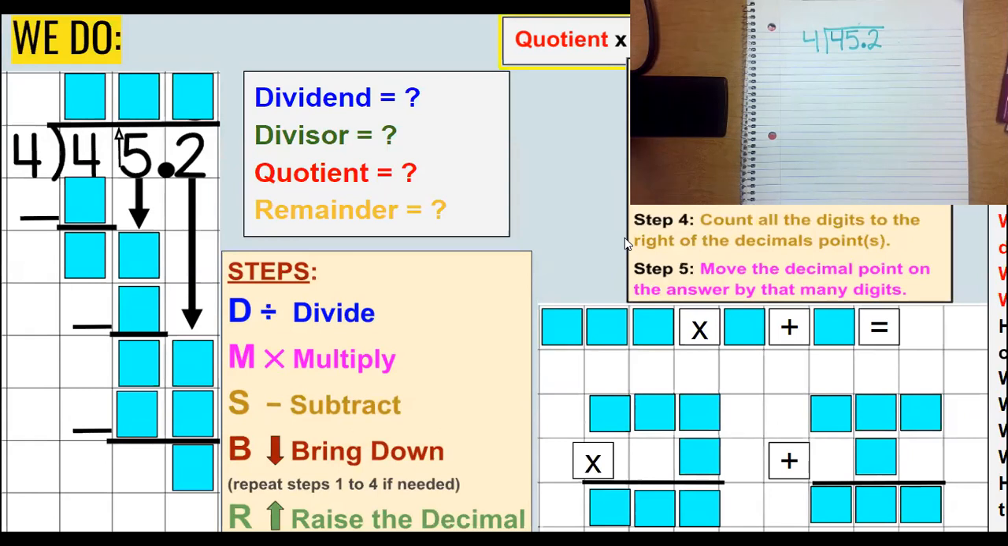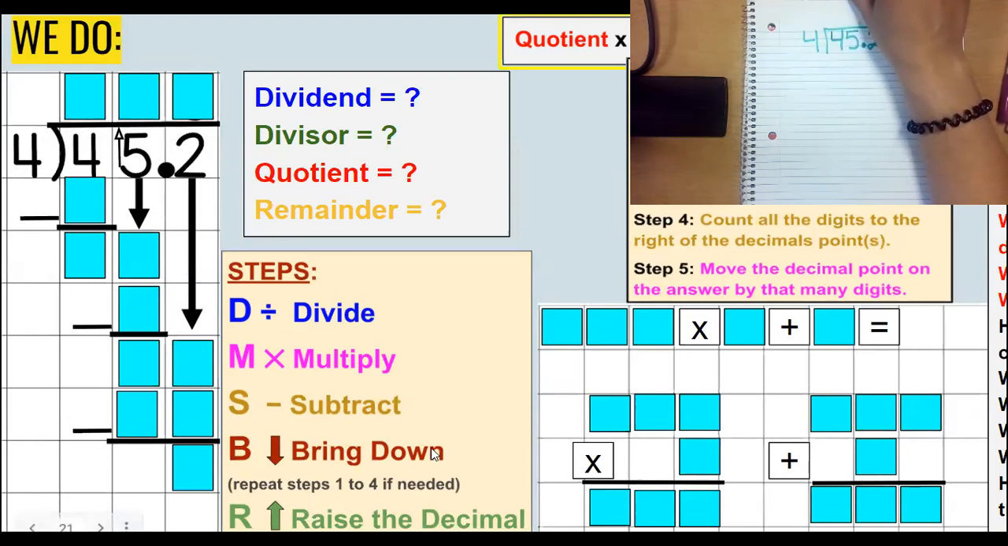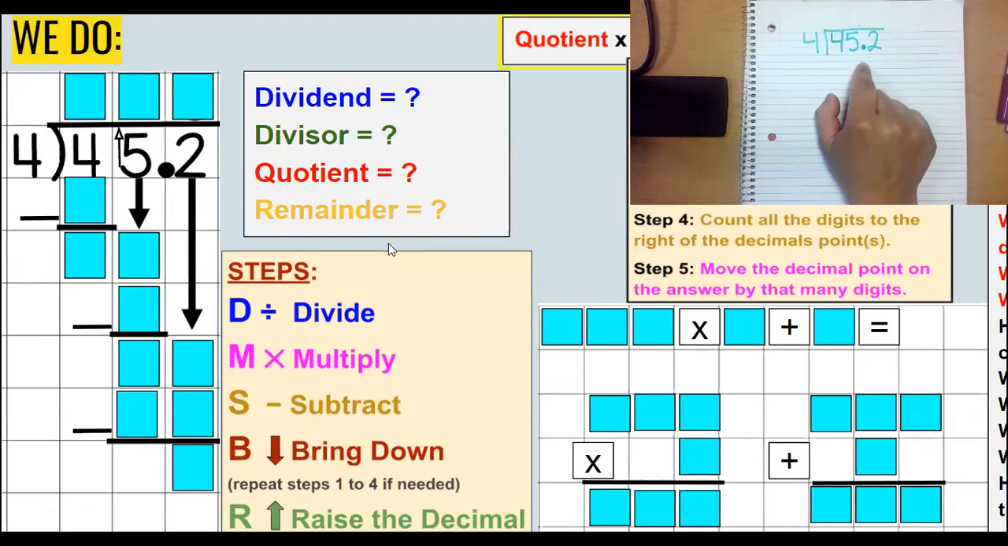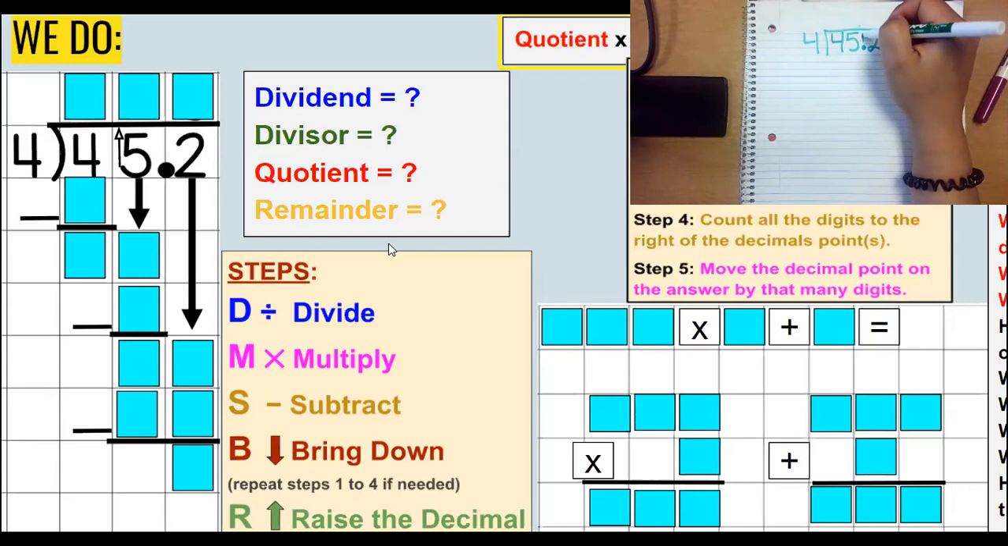How do you put the decimal up again? So you want to put the decimal up at the end. Don't do it now. You put it at the end. You just ignore it. And then once you have a quotient, you're just going to raise the decimal right from where it is. So the decimal should be here.